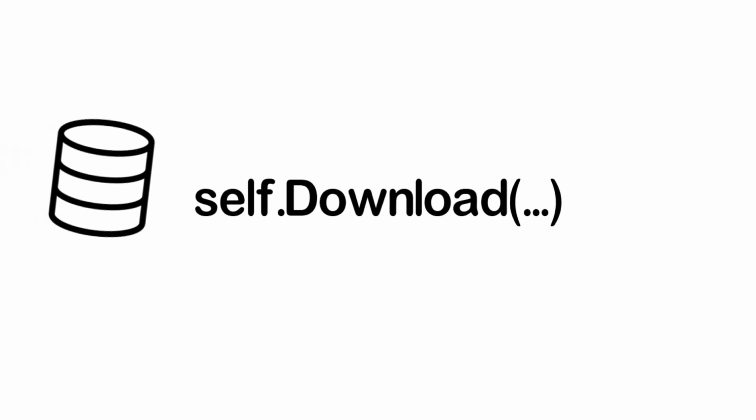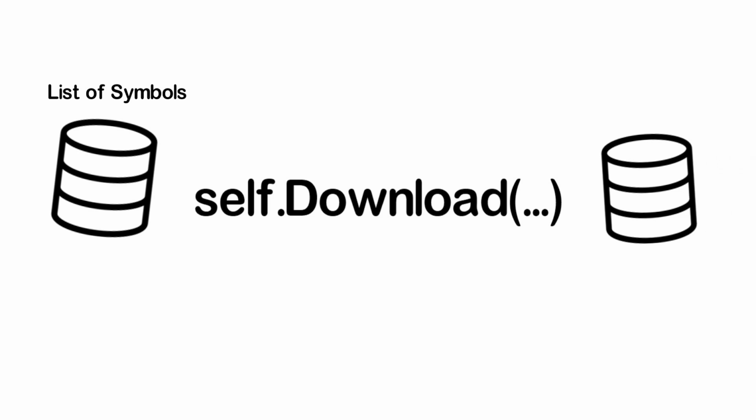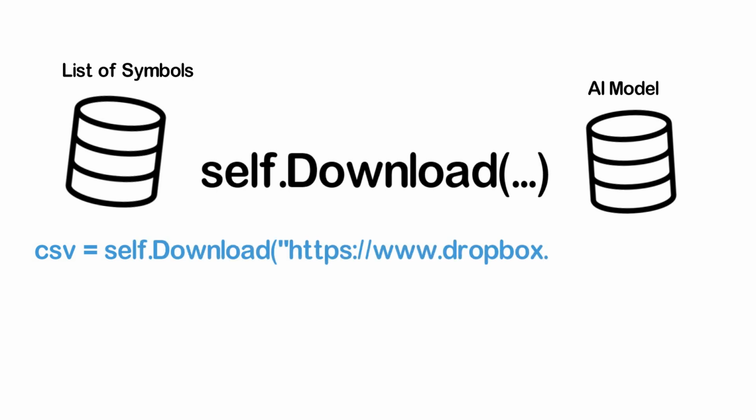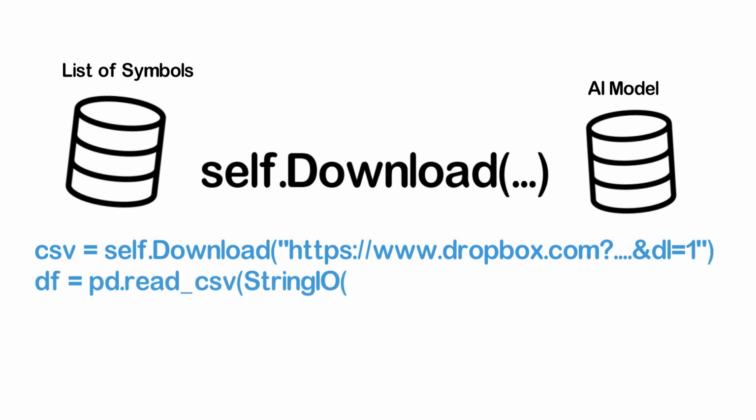Besides adding custom data that you want to access on the go line by line, QuantConnect also allows you to add static data. If, for instance, you just want to add a file containing a list of tradable symbols for your universe or an AI training model file, you can accomplish this with the self.Download method. As an argument, you can, for example, once again just pass a Dropbox download URL. If the file is a CSV file, you can then use pandas to convert this file to a pandas data frame.